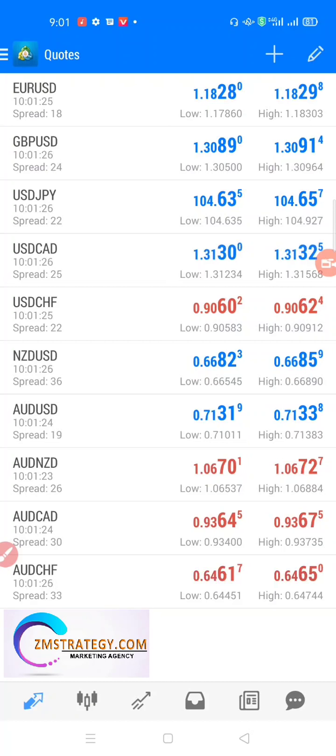So let's see how it goes. Remember it was 1.1827, but it has now moved to 1.1828, which means we have gotten 1 pip. And if the 8 moves to 9, it means we have gotten another pip. Let me take a screenshot to explain it very well.